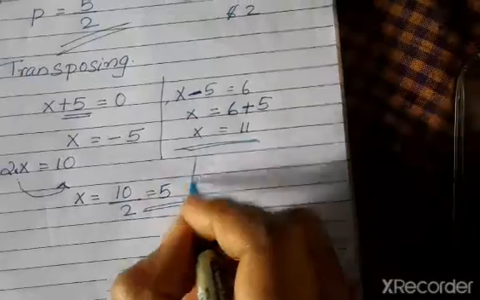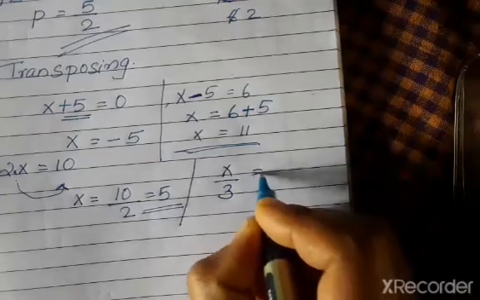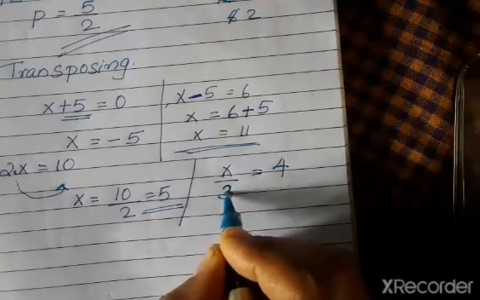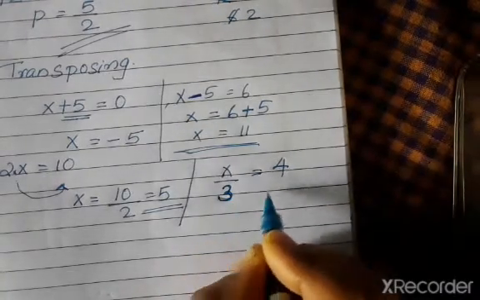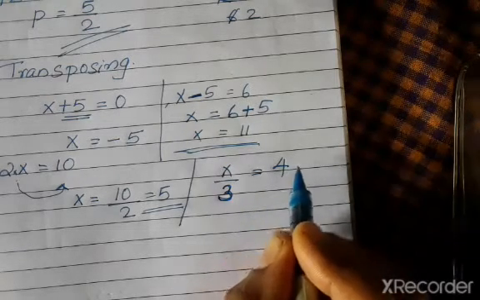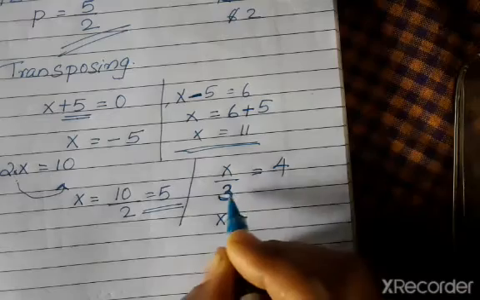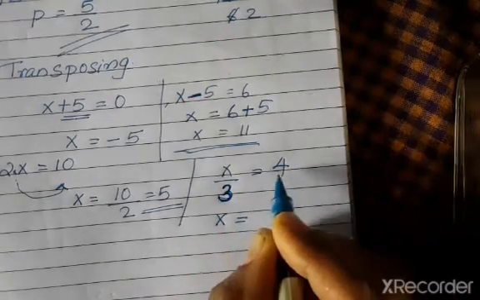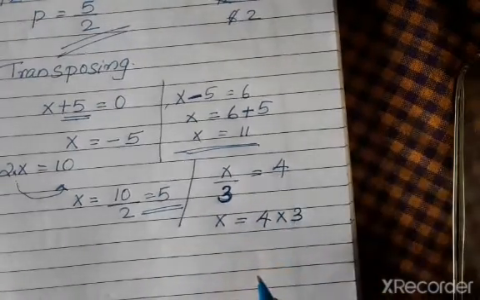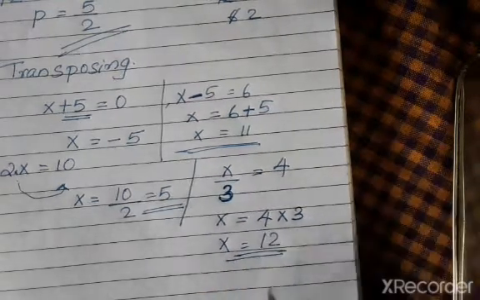Now if another one, if it is x by 3 is equal to 4, then the number which is dividing on the left side, when it goes to the right side, will become multiplication. After transposing, it becomes multiplication. That is, when we are taking 3 to the right hand side, the divided number will be multiplied on the right hand side. So 4 3s are 12, so x is equal to 12. We will get the answer like this.